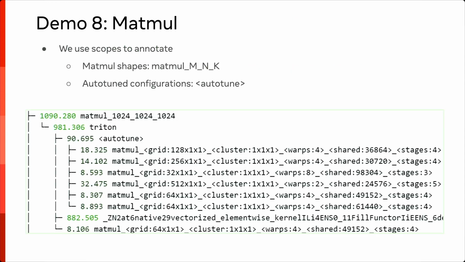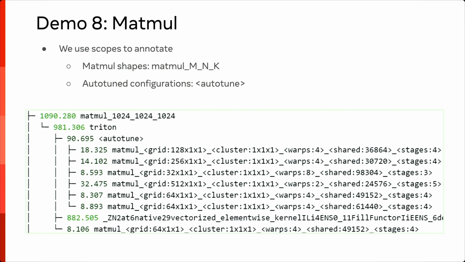Okay, so after applying this metadata function on top of the original kernel decorator, here's the Proton view we're going to get. We actually use scopes to annotate matmul shapes. In this case, what you're seeing is the kernel performance achieved by m equals 1024, n equals 1024, and k equals 1024. Using Triton's autotuner, we're going to run both the autotuning phase and the final test case.